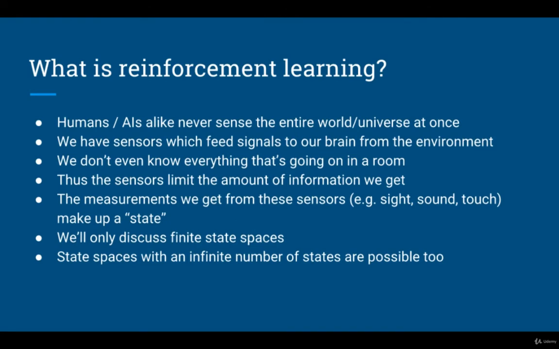Now let's get into some technical detail. Of course, you can never sense the entire world at once. Even humans don't do this. We have sensors which feed signals to our brain from the environment. These signals don't tell us everything about the room we're in, much less the world. So we necessarily have limited information about our environment, as do robots with limited numbers and types of sensors. The measurements we get from these sensors, sight, sound, and touch, make up a state. In this course, we'll only look at environments where there are a small, finite number of states. But of course, it's possible to consider environments with an infinite number of states too.